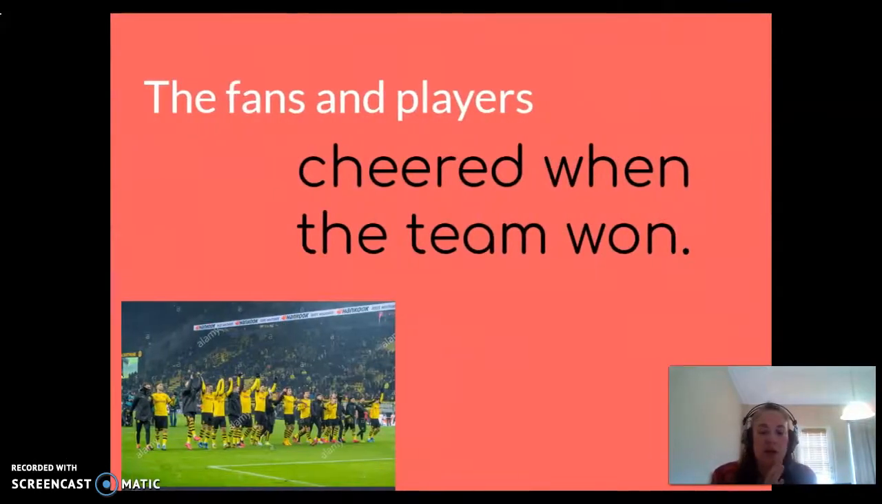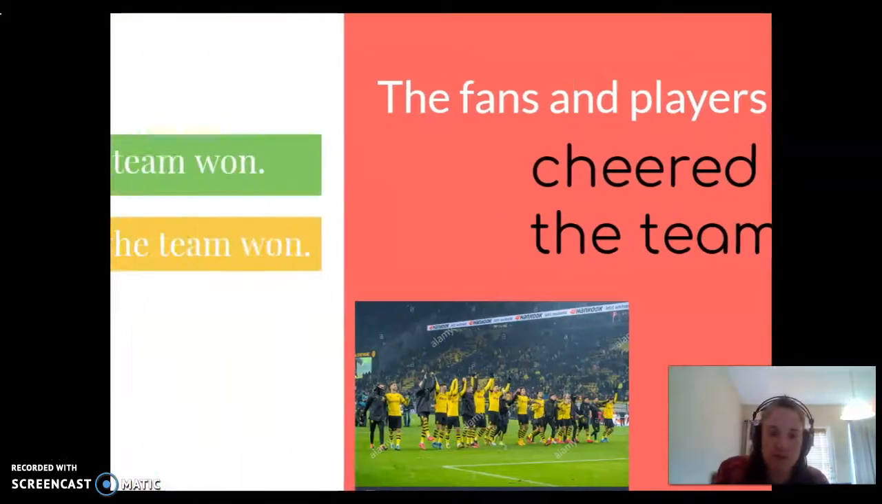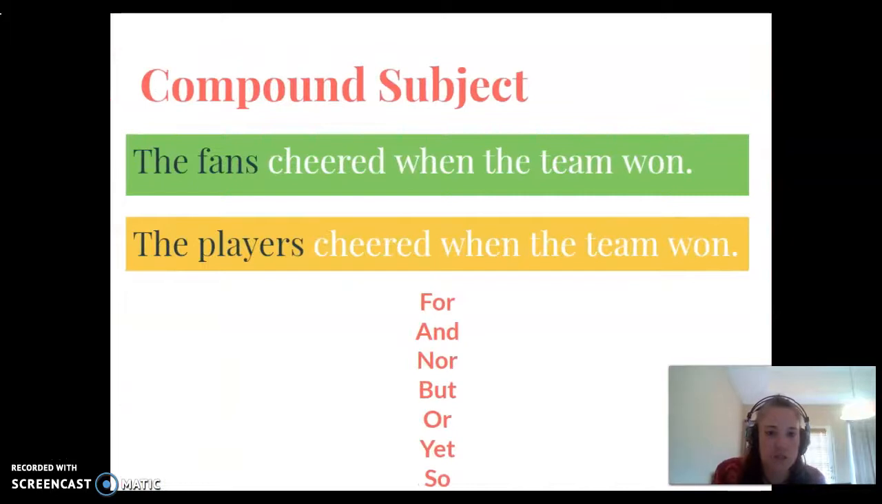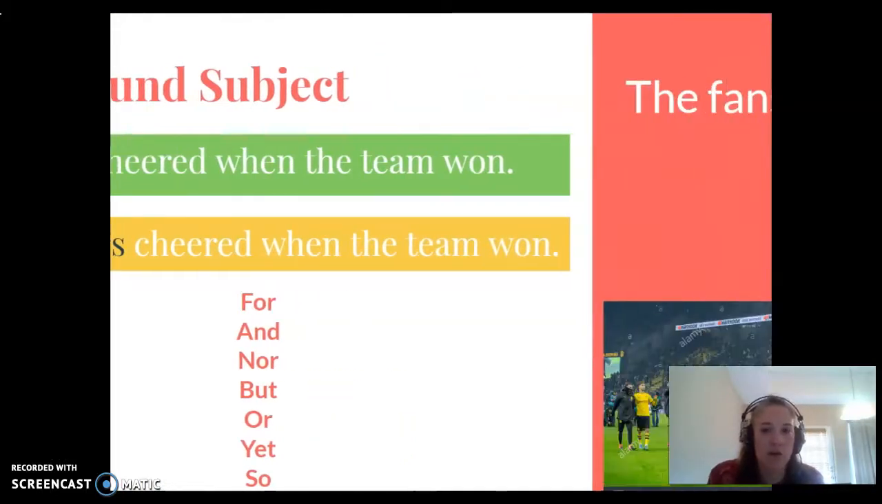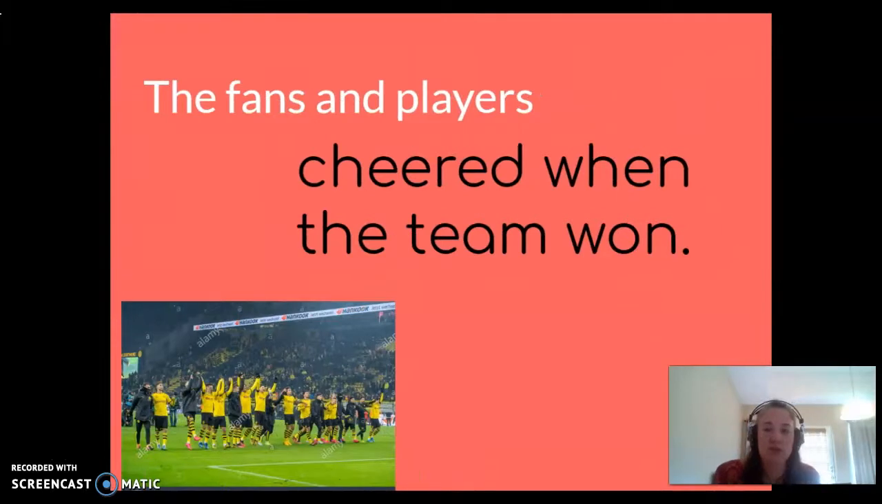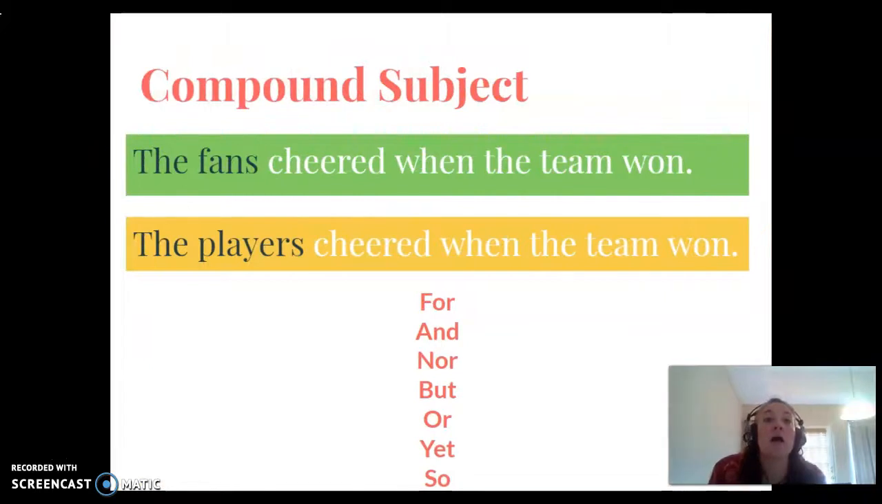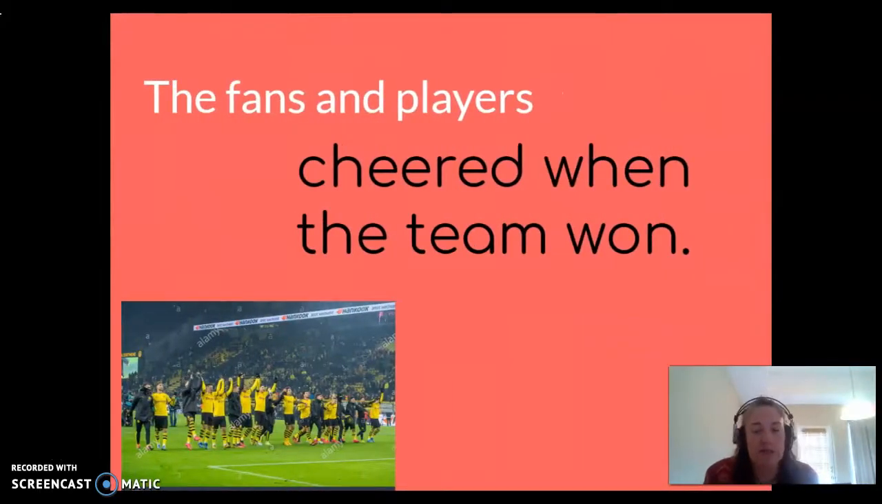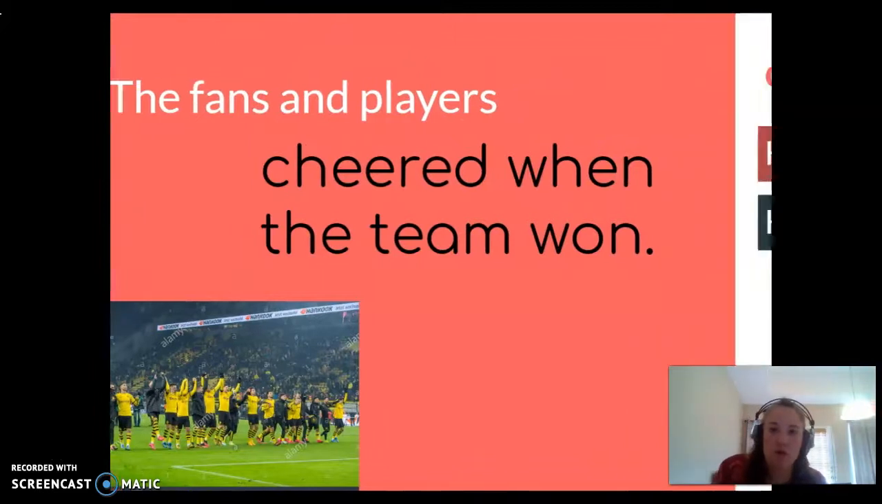So this sentence, to make it a compound subject, becomes the fans and players. See how I took those two subjects from the two sentences? I put them together. And now it's compound. The predicate stays the same, though. Cheered when the team won. That was in both those sentences, right? We see it there in white. I only need to write that one time, but I do need to take my two subjects and put them together with a conjunction. So now it is a compound subject. The fans and the players cheered when the team won.